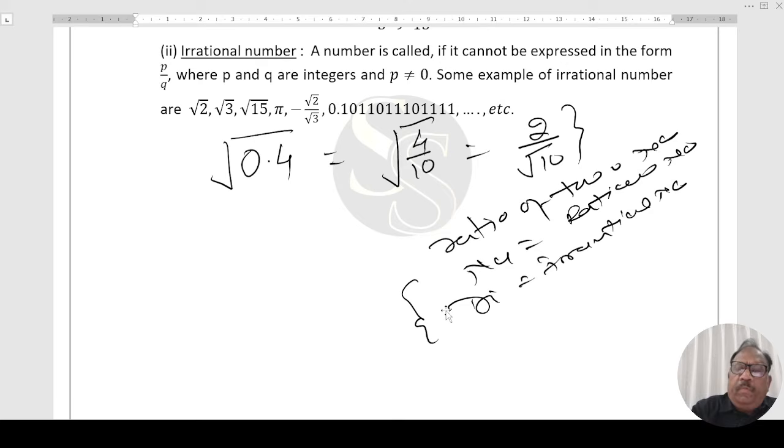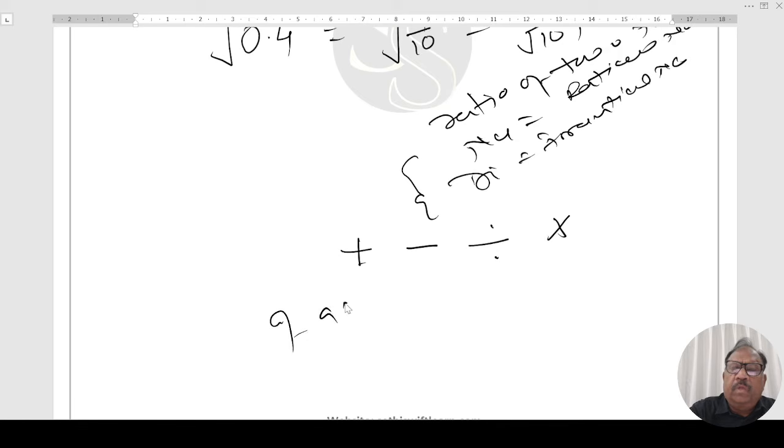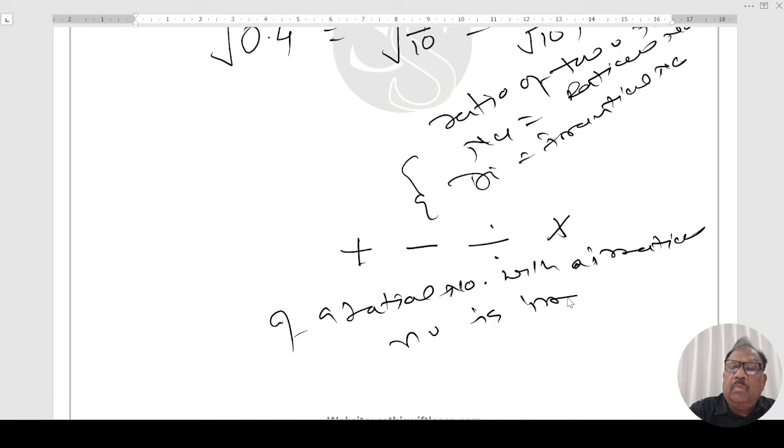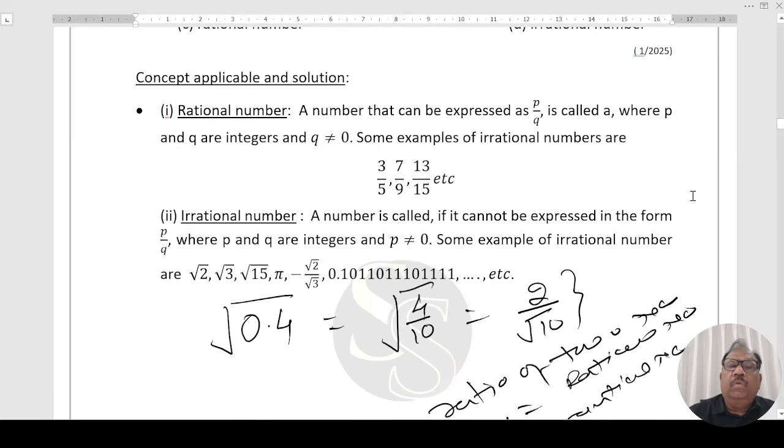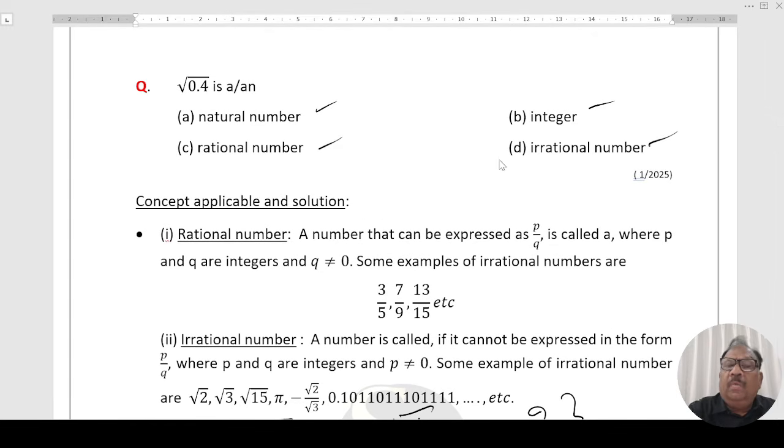Now, if addition, subtraction, division or multiplication of a rational number with irrational number is done, the answer is irrational number. Right? Therefore, correct option is D is the correct answer. Right? Next question.